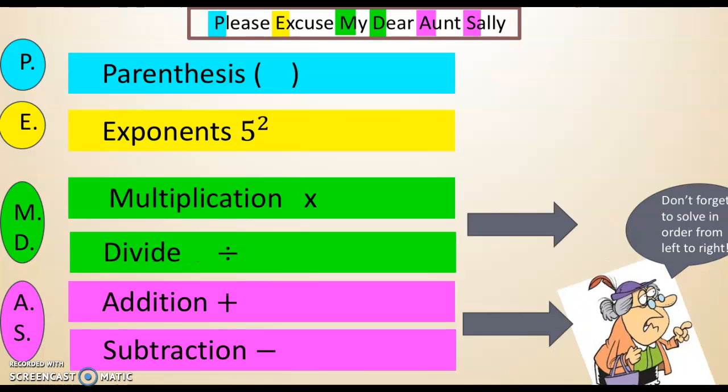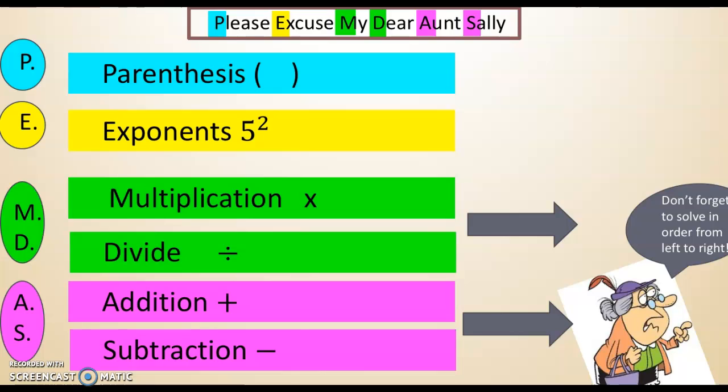The last priority is addition and subtraction. Just like multiplication and division, you simplify whichever comes first going from the left side to the right side. If the problem is 4 plus 3 minus 1, you complete 4 plus 3 to equal 7, and then subtract the 1.